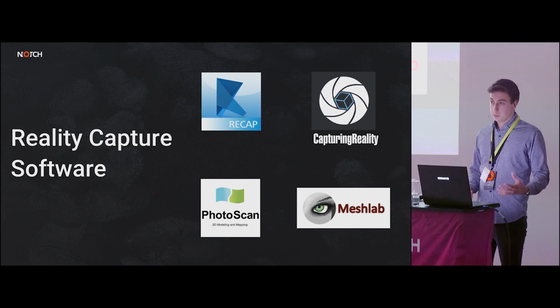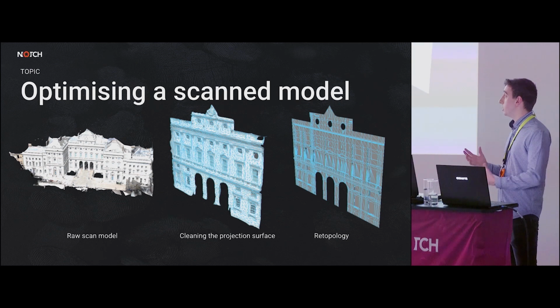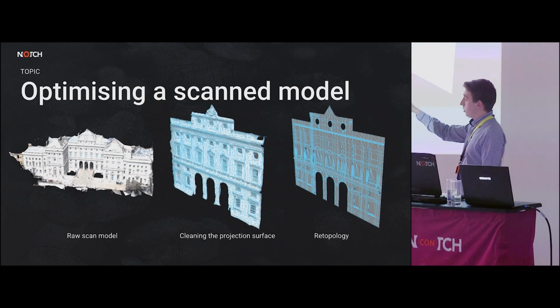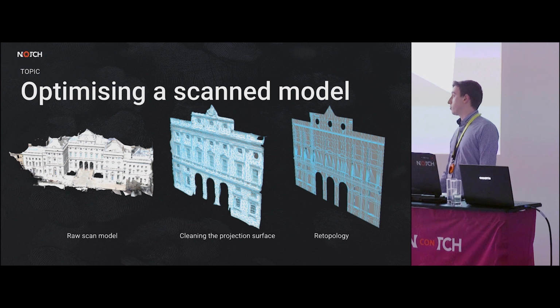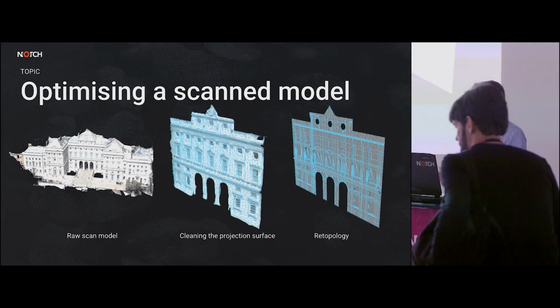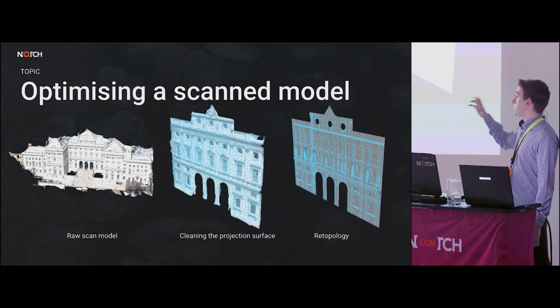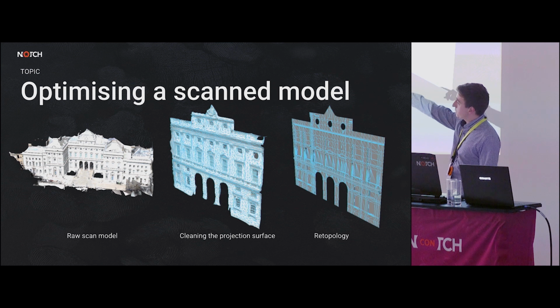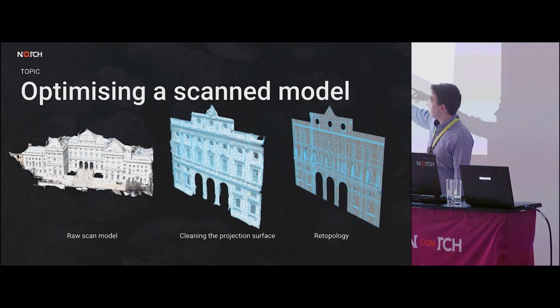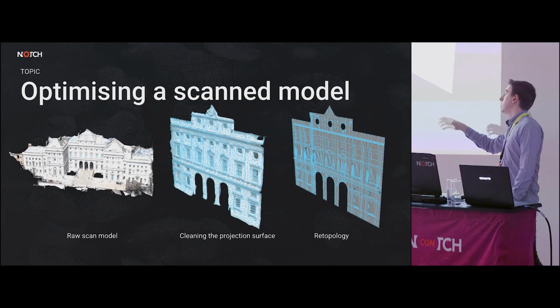Now, you've got your mesh, and you want to import it into your 3D modeling tool. This is what it looks like. On my right, there's a raw scan model. Once you've uploaded your mesh with the texture, that's what it will look like. Then let's say we only wanted to projection map that centerpiece. So here it is. We've cleaned up the model, and this is all that we want to projection map.